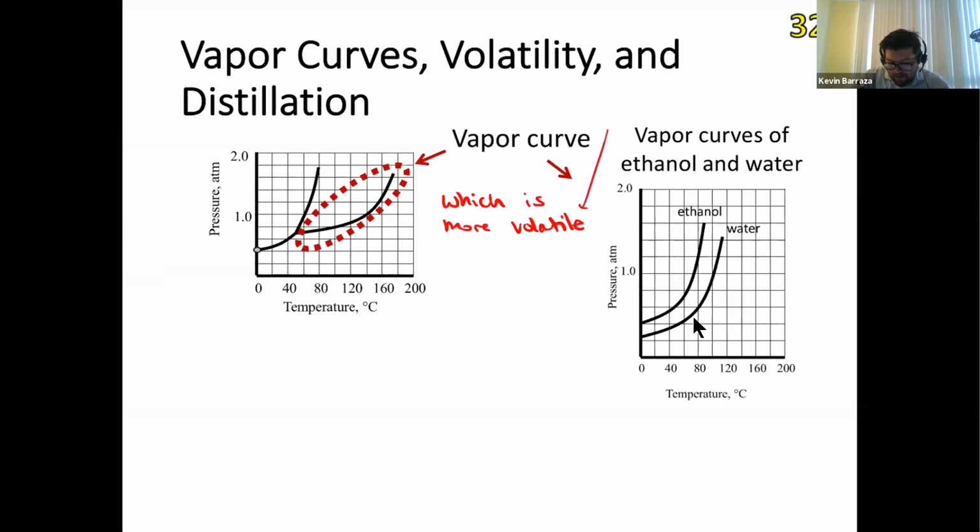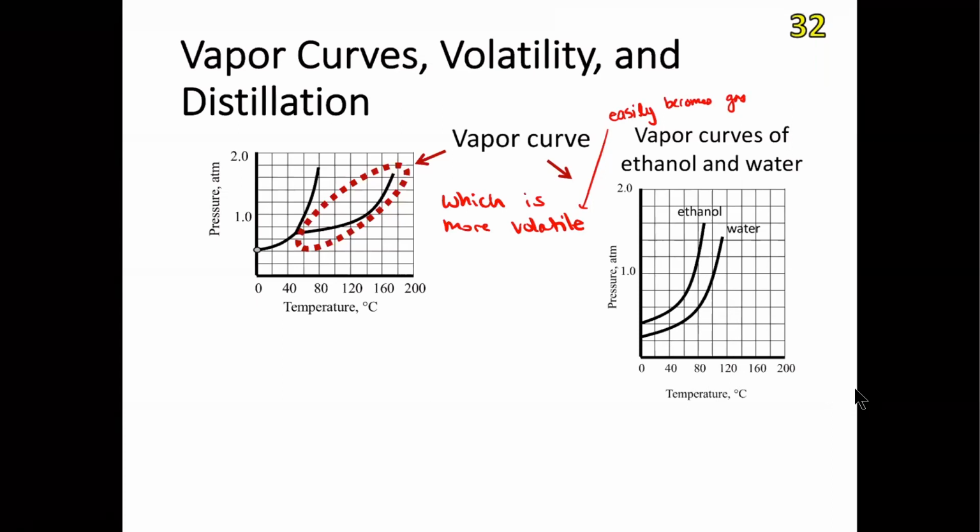So volatile is a word we hear. What does volatile mean? Easily evaporates or easily becomes gas. Yeah, evaporates easily. So why does the vapor curve help us? Because the vapor curve is what tells us where our boiling points are. So if I take a look at these two vapor curves, I've put them together on the same graph now. Can we tell which liquid, ethanol or water, is more volatile by comparison? Which one is easier to boil?